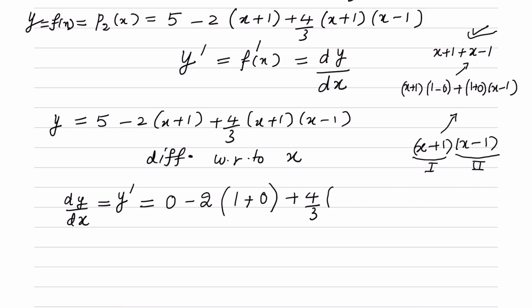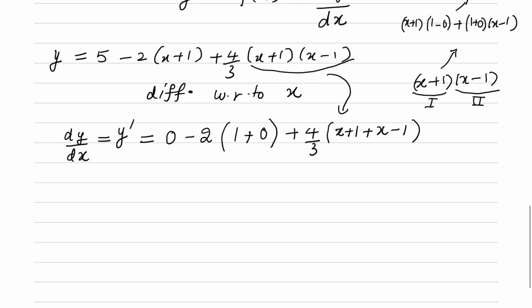So here we will put this derivative, which is x plus 1 plus x minus 1. Please see that for the term x plus 1 into x minus 1, we have used the product rule of the derivative to find this derivative x plus 1 plus x minus 1. Now that we have differentiated the expression y with respect to x, we will simplify. Y dash is equal to minus 2 plus 4 by 3 into 2x, since plus 1 minus 1 is 0. So we will just close the bracket.